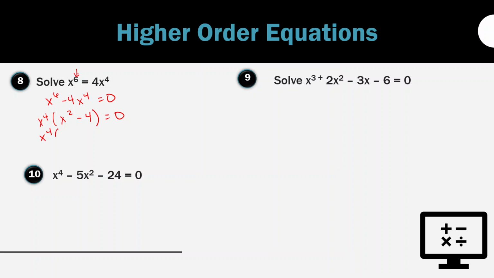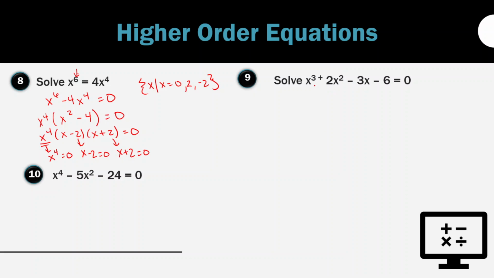So I have x to the 4th times x minus 2 times x plus 2. The difference is I have this extra factor over here. But this still tells me that this one can equal 0, x minus 2 can equal 0, or x plus 2 can equal 0. So if I solve all three of those, it tells me that x could equal 0, 2, or negative 2. I just got more than 2 answers, okay, because it was a higher order, okay?